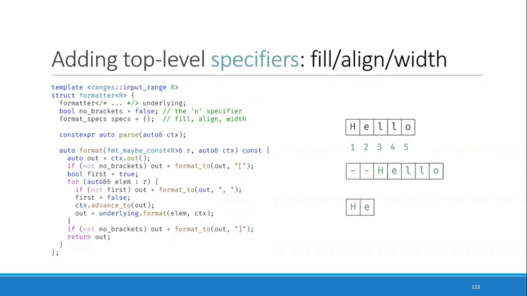Another strategy might be: I'm going to write my string and then I'm going to insert hyphens at the front until I achieve my goal. Okay. So which one of these strategies should we pursue for formatting ranges?